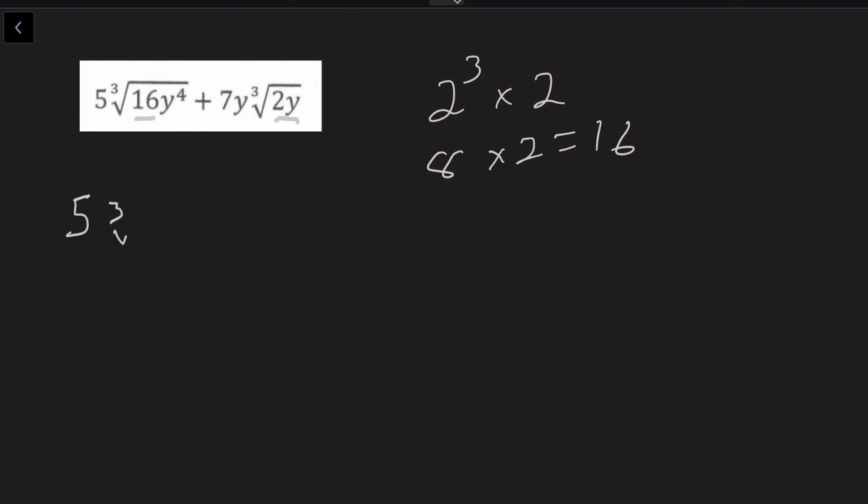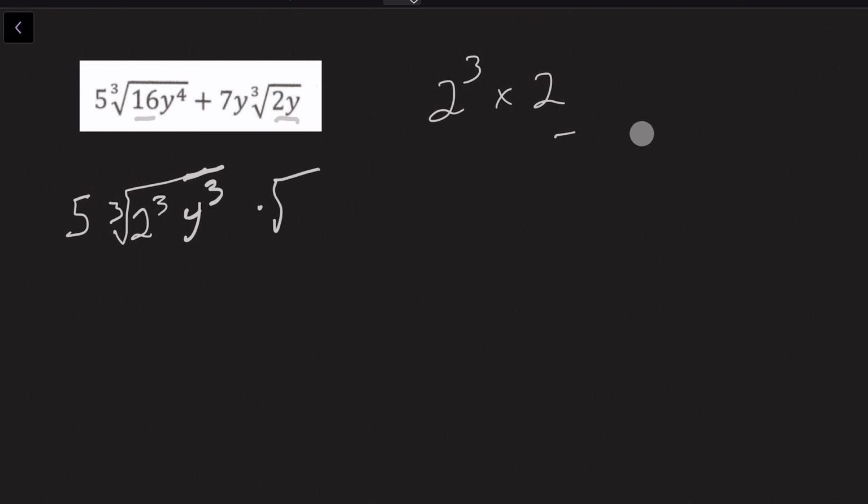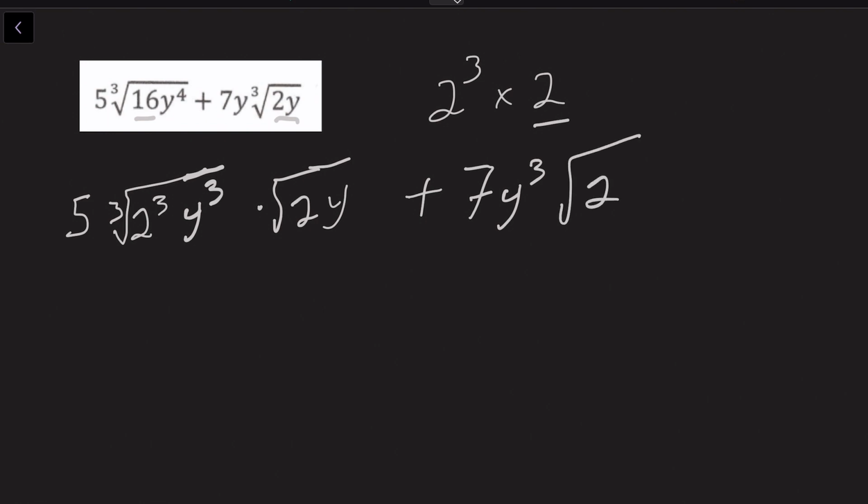5 cube root of 2 cubed. We have a y to the 4th. That means we can factor out a y to the 3rd, y to the 3rd. And then we're going to multiply this by what's left over. So we're left over with a 2 and 1 y. And obviously this is adding 7y times the square root of 2y. Oh wait, the y isn't cubed. It looks cubed, but the 3 is in the radical.